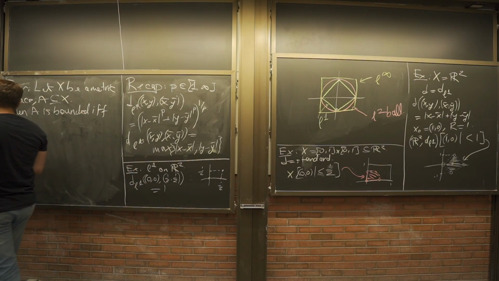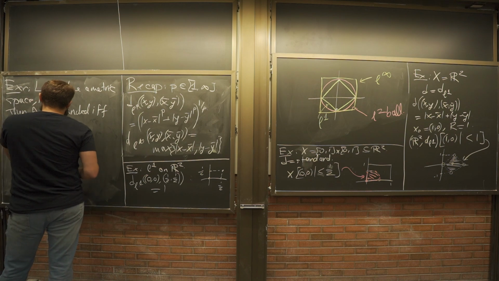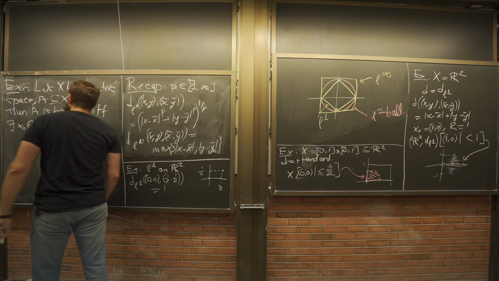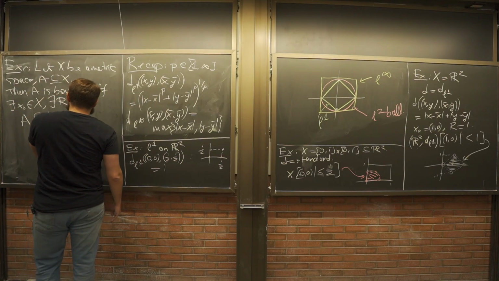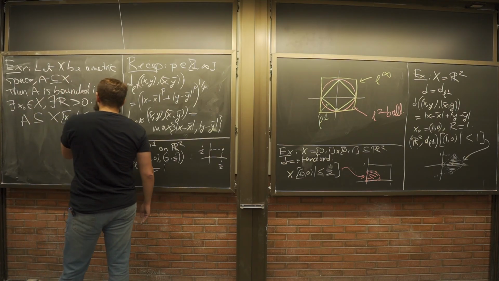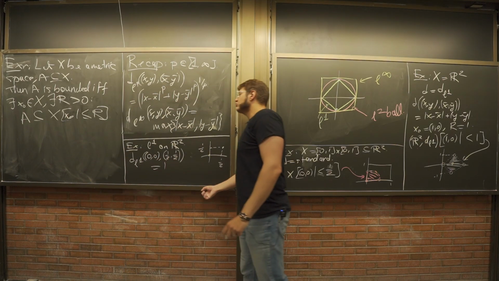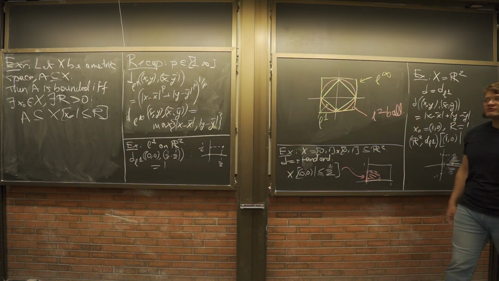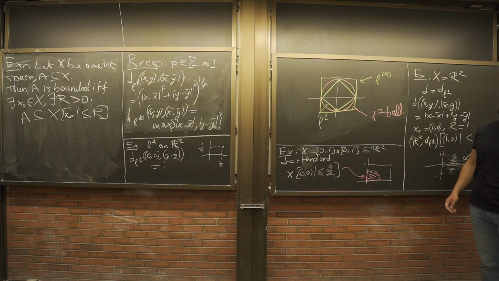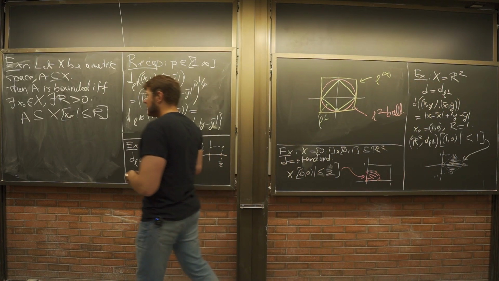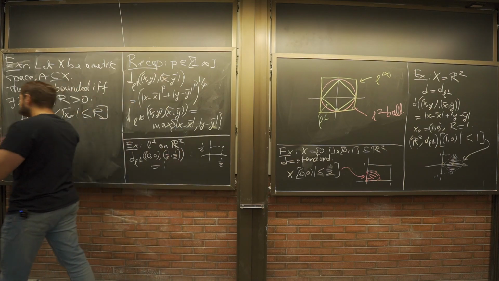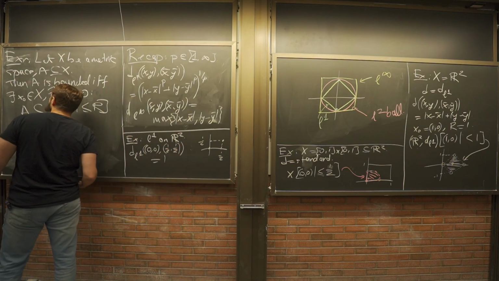If and only if, so how can I write this? There is some x0 and some r such that A is included in the R ball centered at x0. And in fact, if X happens to be a normed space, so that the metric is coming from a norm, you can say that a subset of a normed space is bounded if and only if it is included in a ball centered at the origin. So you can choose this x0 to be the origin.